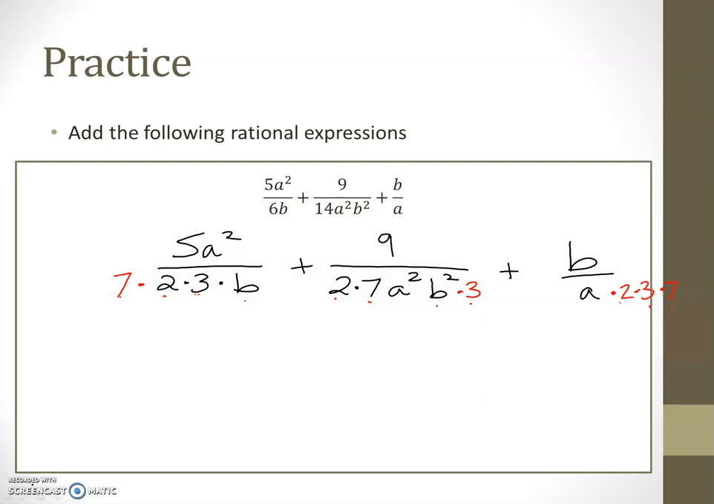Okay, I cannot take away a b squared. So that means this one over here is going to need an additional b. So now I've got a b and a b. I've got a b times a b. So this one over here is going to need a b squared.